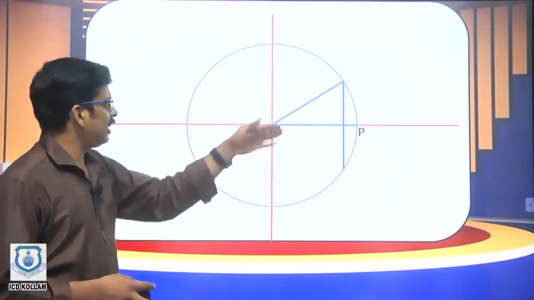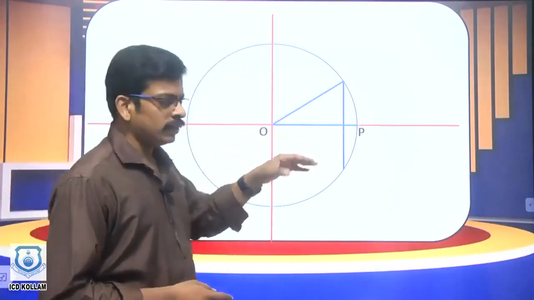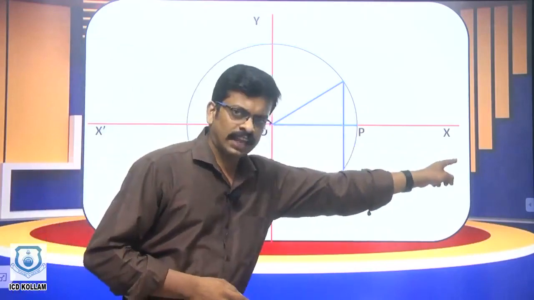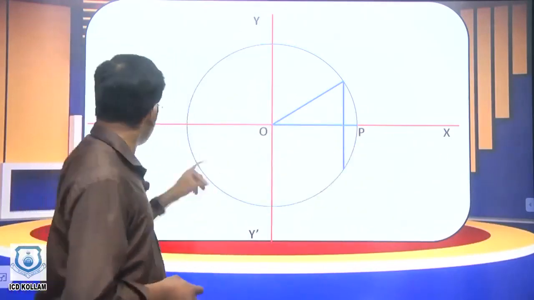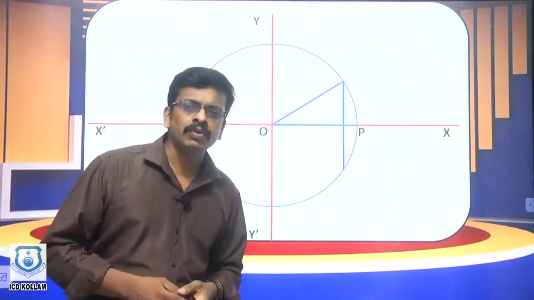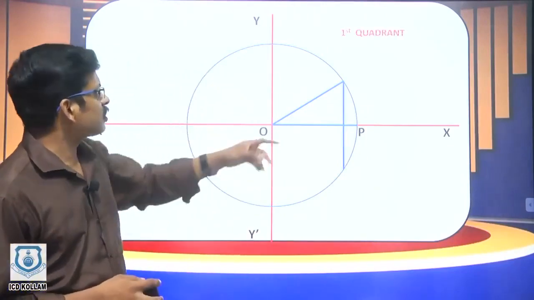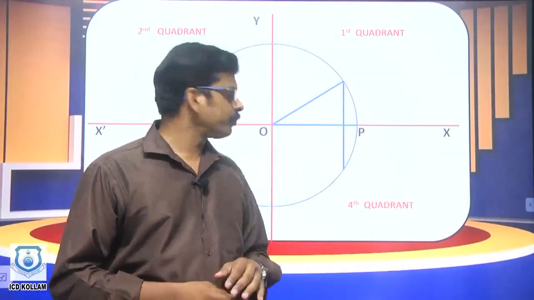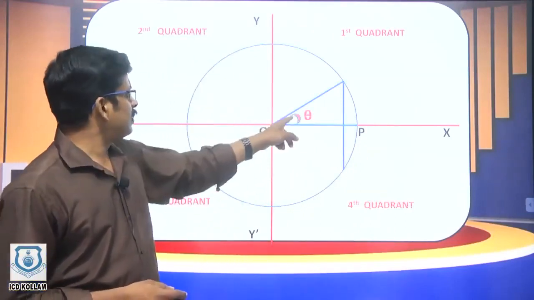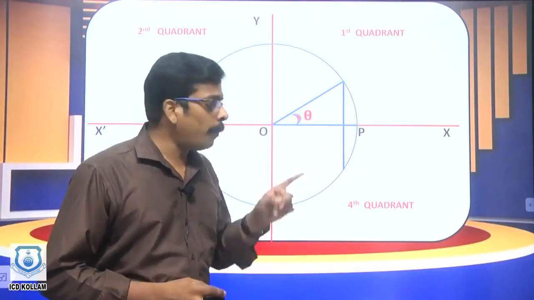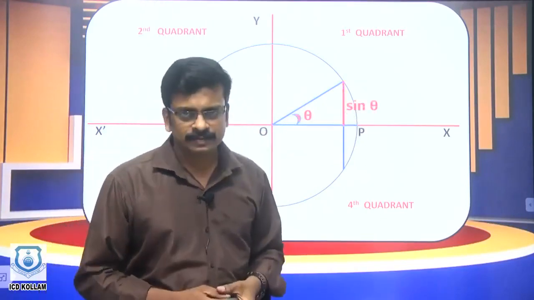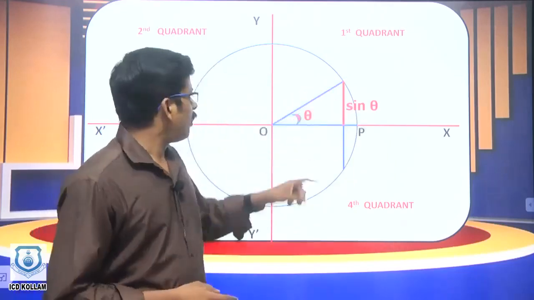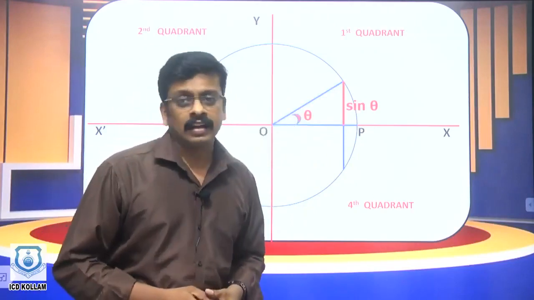So I divide the entire plane into 4 quadrants. This is the positive x axis, this is the positive y axis, this is the negative x axis and this is the negative y axis. In this case, first quadrant, second quadrant, third quadrant and the last one is the fourth quadrant. Now this is angle theta. The opposite side is called sine theta. So this is sine theta, its value is sine theta when this is a unit circle.